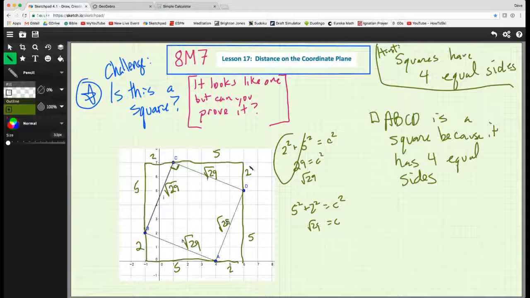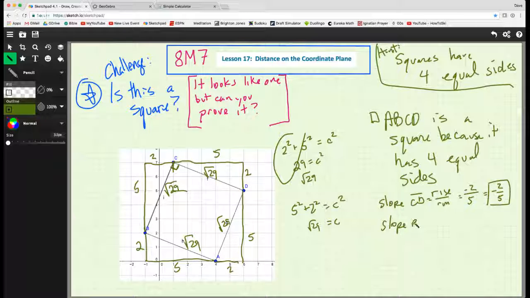So what is the slope of this line? Well, the slope of this line, the rise over the run. So let's look at the slope of CD. Well, the rise, let's see here. If we go from C to D, the rise is -2. We'll go rise over run. The rise is -2, and then the run is 5. So that's -2/5. What is the slope of BC? Well, the rise is 5, and the run is 2. So these are negative reciprocals. So this is indeed a right angle.